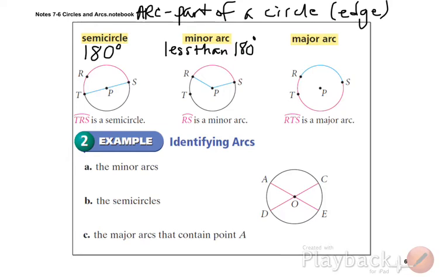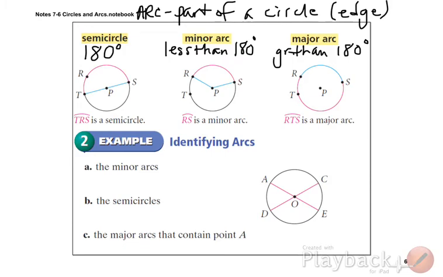And last we have a major arc, which is greater than a half circle of 180. So this arc right here, arc RTS, is greater than 180, so that's called a major arc.